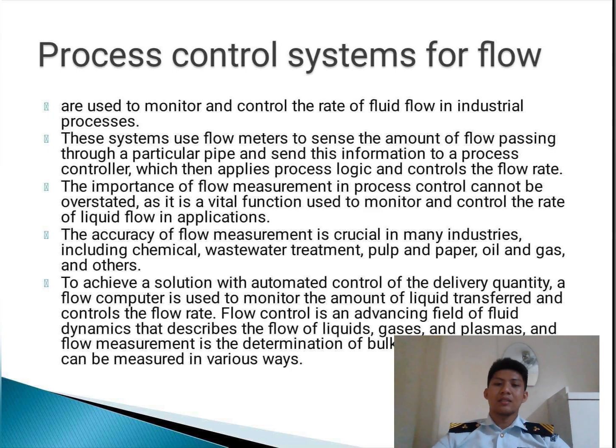So in short, it is a closed loop system which monitors and automatically maintains a variable at a desired point. As discussed in the previous weeks, a closed loop system consists of input, feedback, then adjustment, then output.